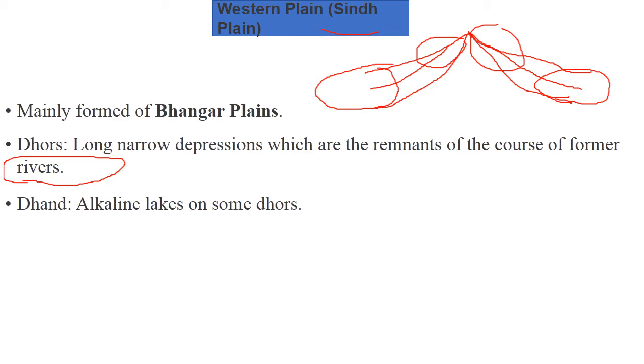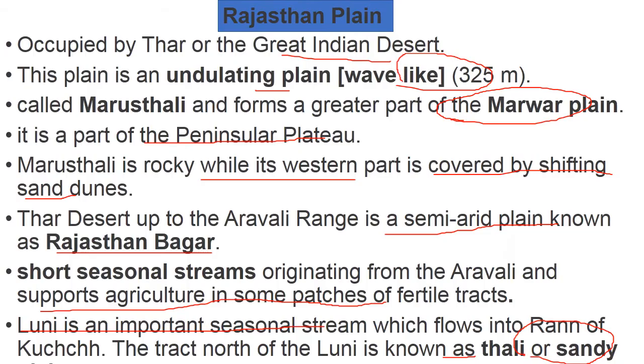There are alkaline lakes on some dors, whereas some dors are like oxbow lake types of depositional features of the river. They are mostly located in this part.